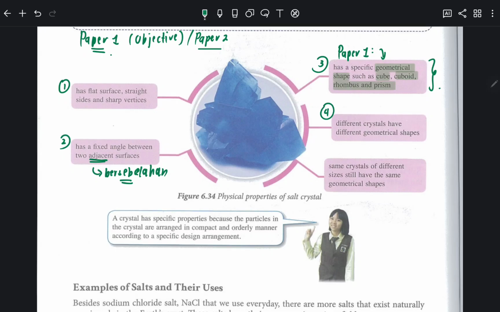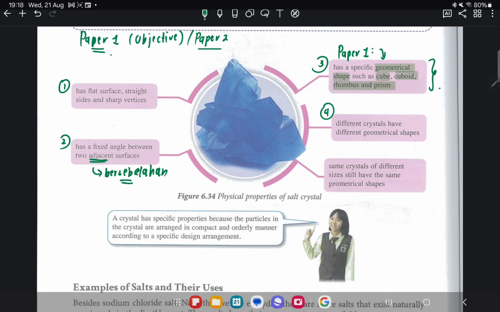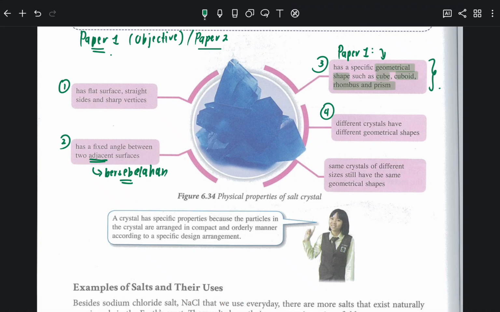And different crystals have different geometrical shapes. Earlier I showed that crystals have 7 or 8 different types. So if they are different types, maybe this type is a prism, another type is a rhombus. That's what I'm trying to say: same crystals of different sizes. Maybe you have a crystal here, let's say I draw something like this. This one looks smaller than this one, which looks bigger, like I just enlarged this one. But the thing is, although they are in different sizes, they still have the same geometrical shape.